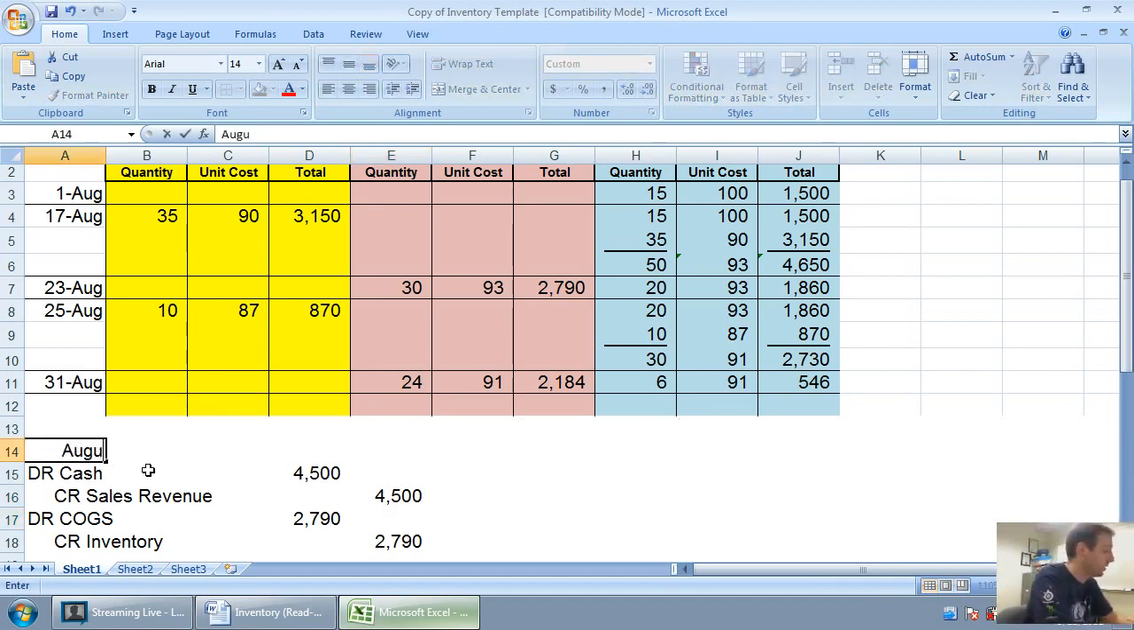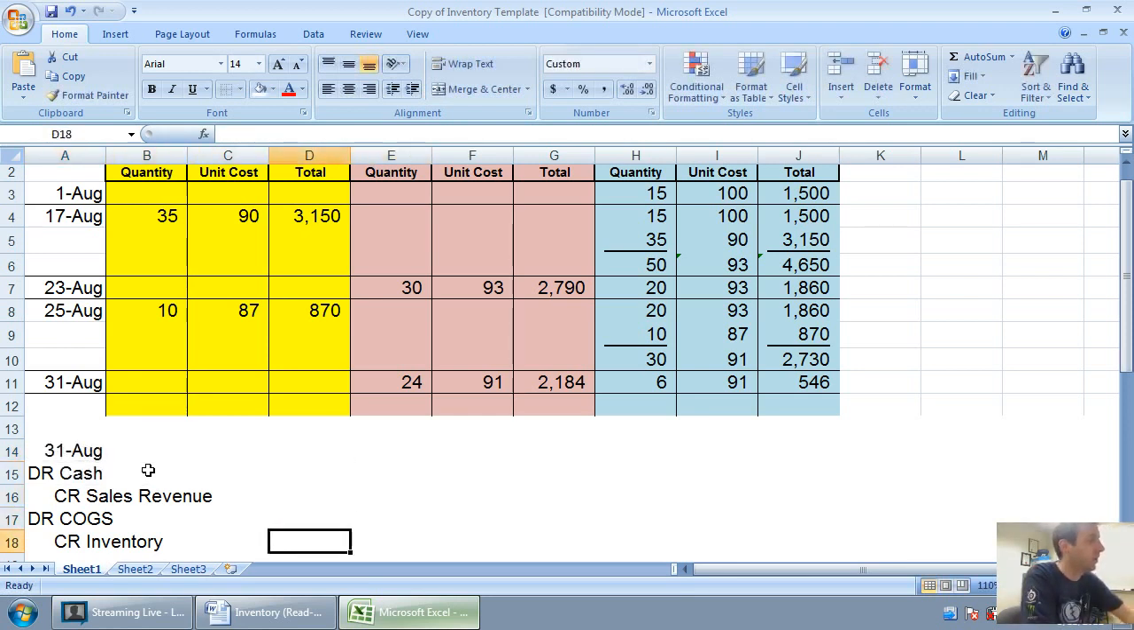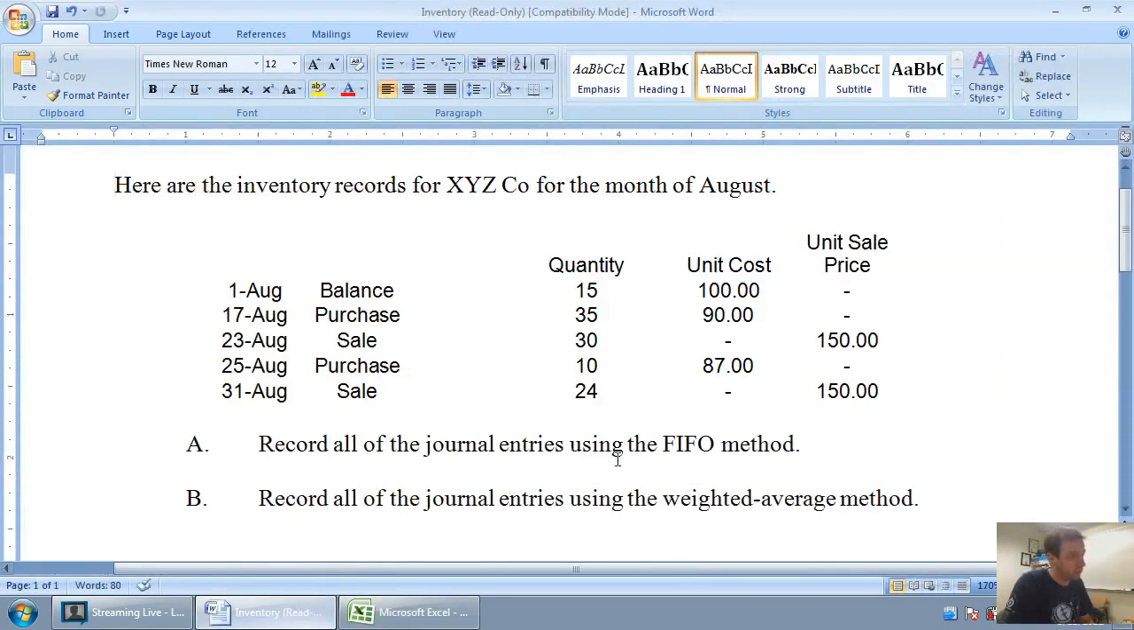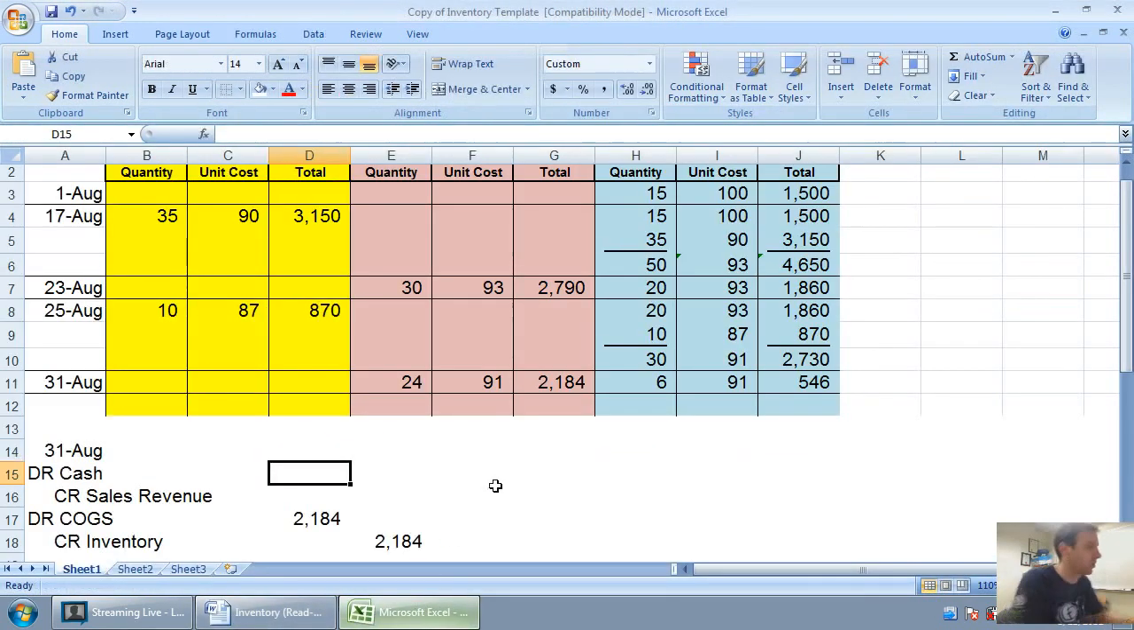Our final journal entry for August 31st. Again, it's the same style of entry. Debit cash, credit sales revenue, debit cost of goods sold, credit inventory. Our cost of goods sold and inventory comes from that bottom cell there, $21.84. Again, oftentimes if you're doing FIFO, you have to total. There might be 2 different types of inventory. You just add them together. Here it's just the one. Debit cash, credit sales. Well, on August 31st, we sold 24 units at $150 each. 24 times 150 is $3,600.